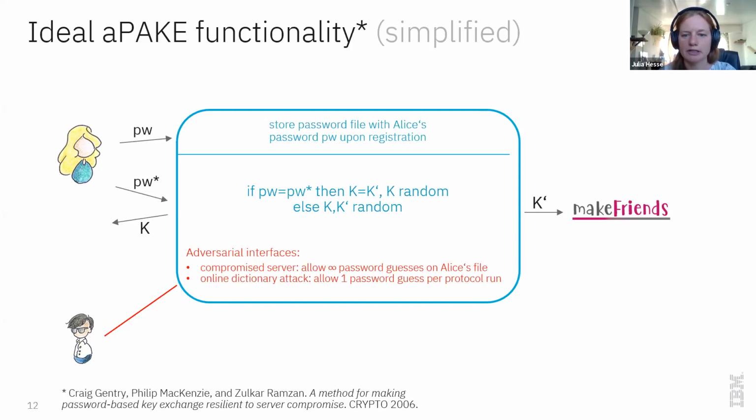There's also adversarial interfaces which model attacks that we cannot avoid, such as an adversary simply guessing a password, which is of low entropy and can, of course, be guessed in polynomial time. Also, password files can be stolen, and those attacks are essentially hard-coded into the functionality.